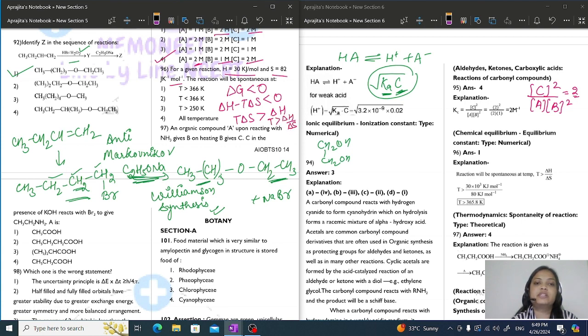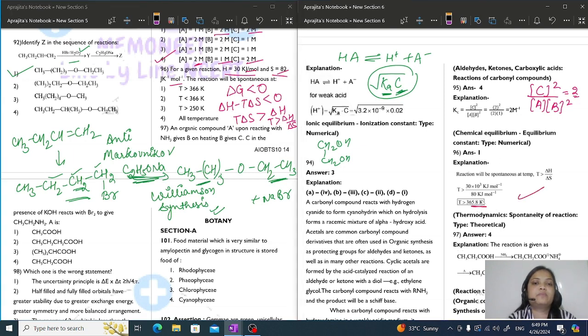So delta H and delta S values are given to us. We can find the temperature. It's coming out to be 365.8. So in this case, the temperature has to be more than 366 Kelvin. So that would be the answer.